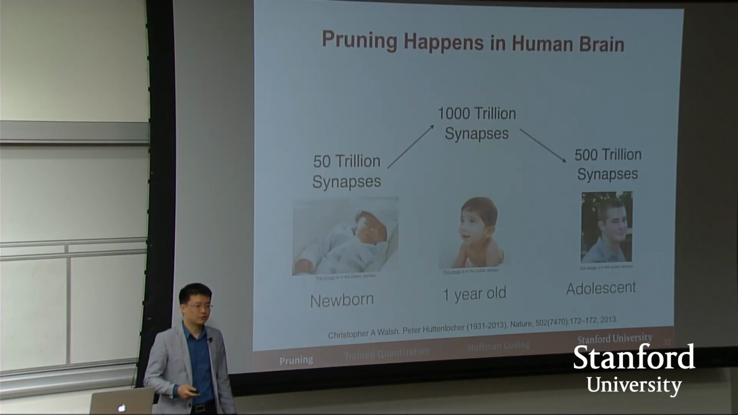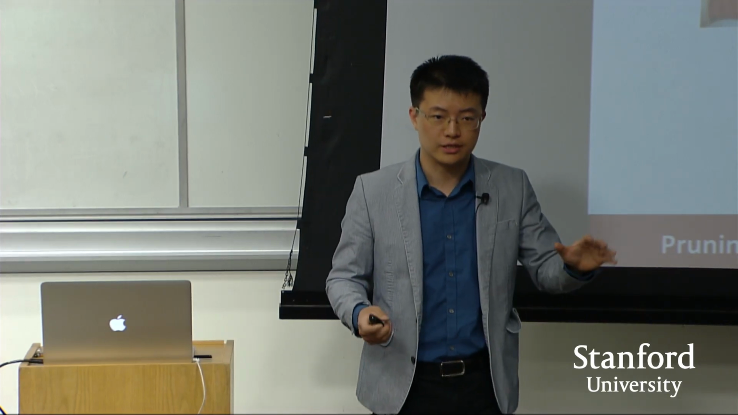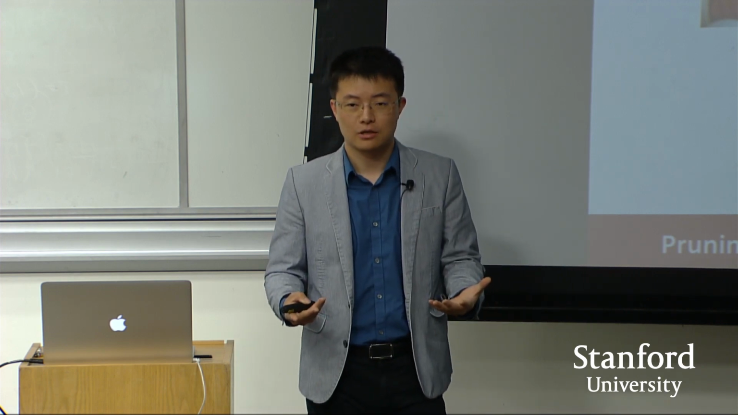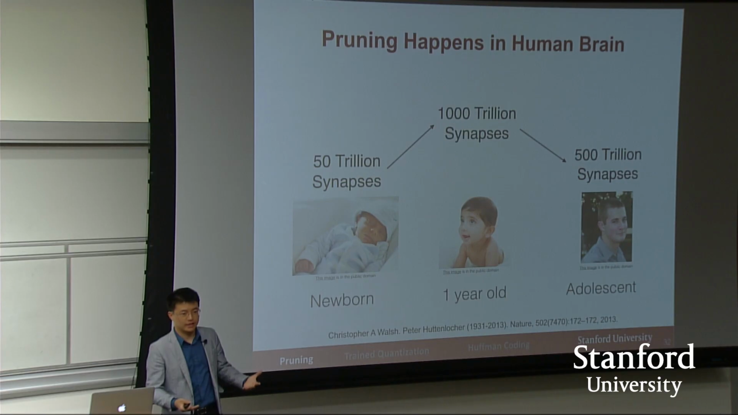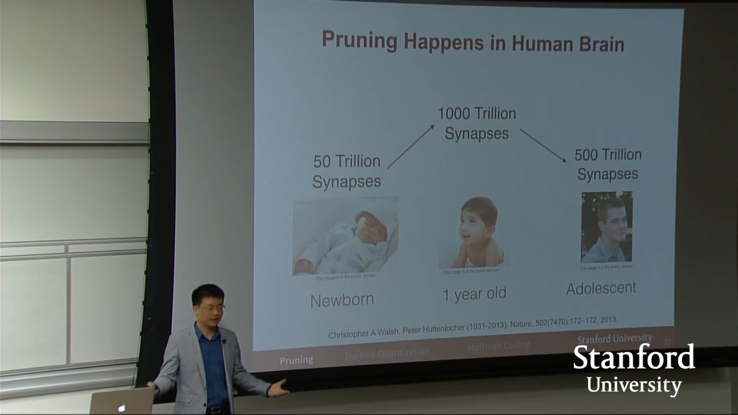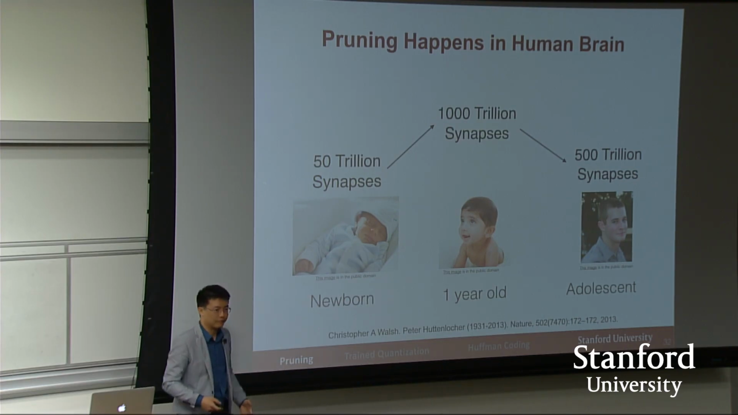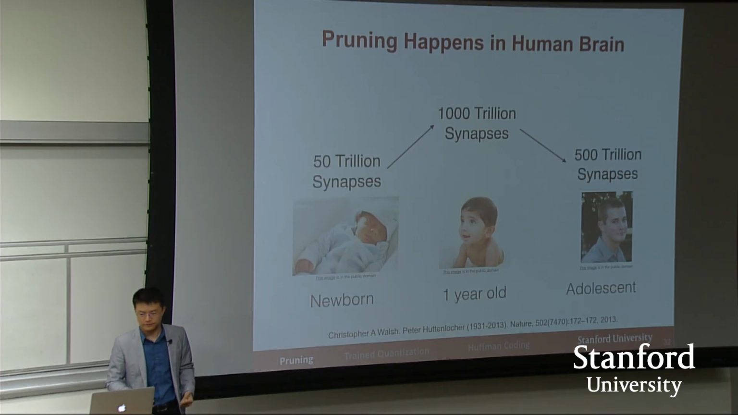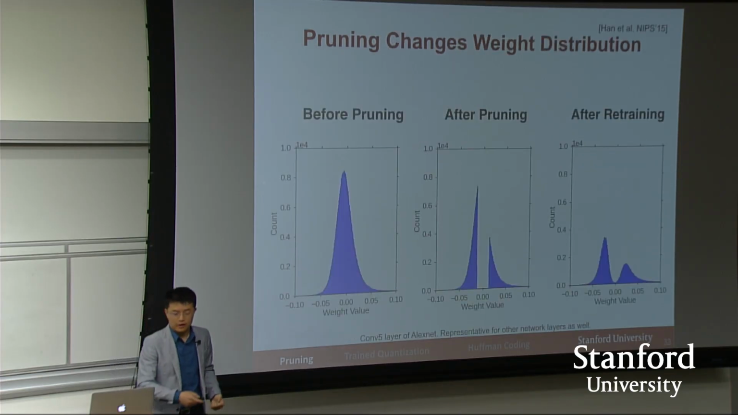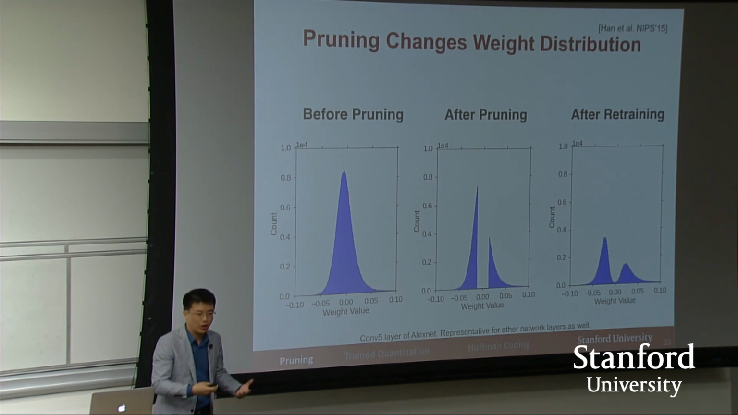Interestingly, after I did this work, I did some literature research and found that the same pruning procedure actually happens in the human brain as well. When we were born, there are about 50 trillion synapses in the brain. At 1 year old, this number surged to 1,000 trillion. And as we become adolescents, it becomes smaller, 500 trillion in the end, according to a study by Nature. So this is very interesting. Also, the pruning changed the weight distribution because we are removing those small connections, and after we retrain them, that's why it becomes soft in the end.